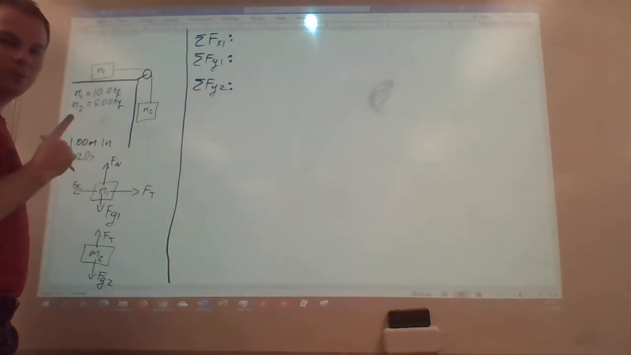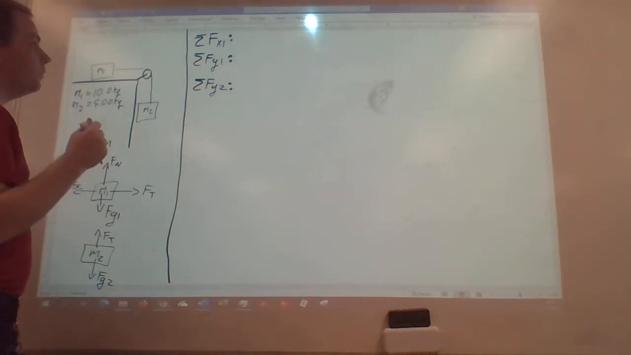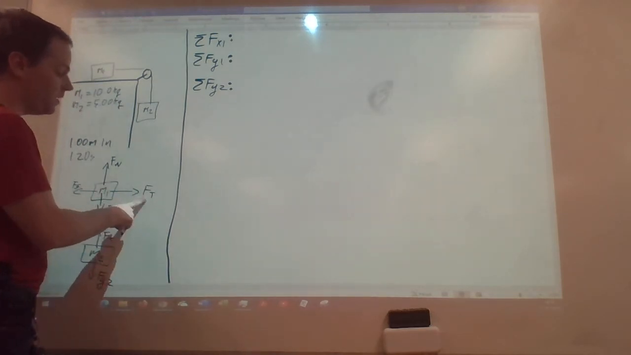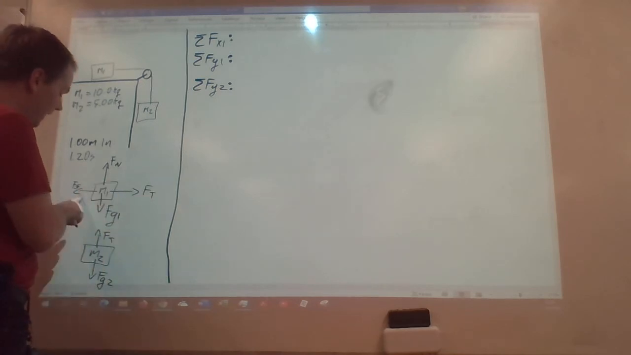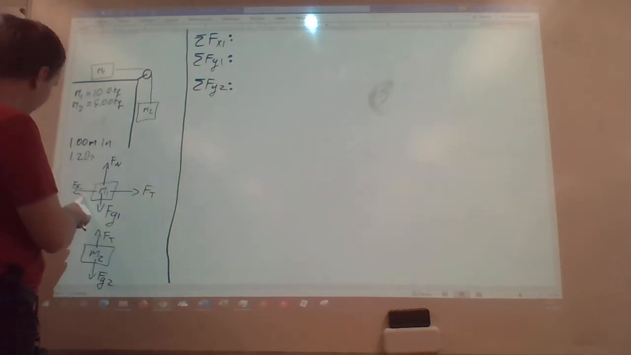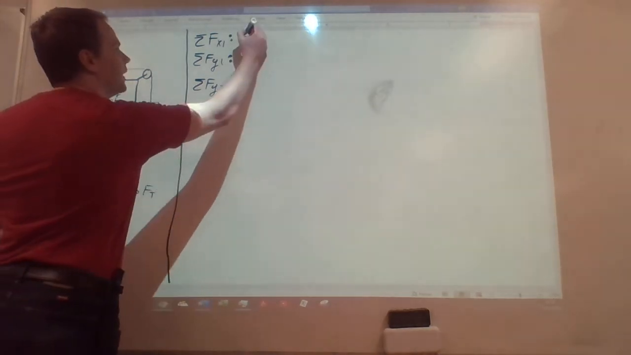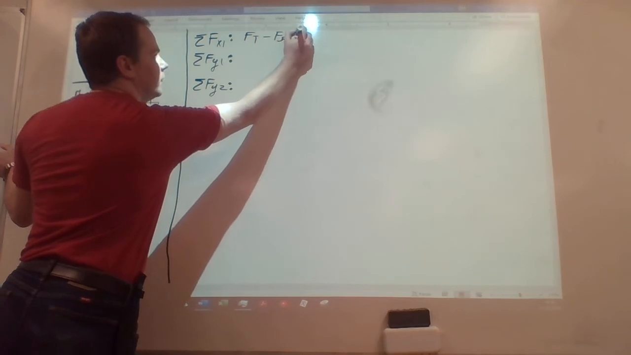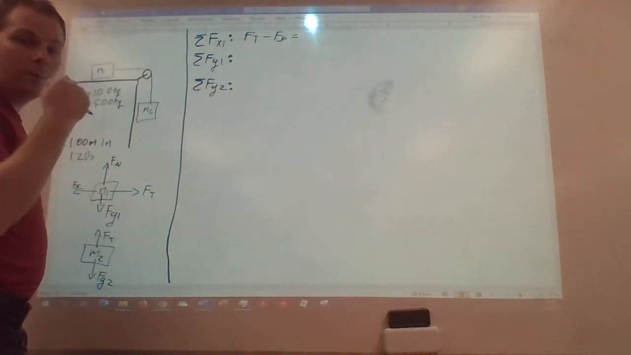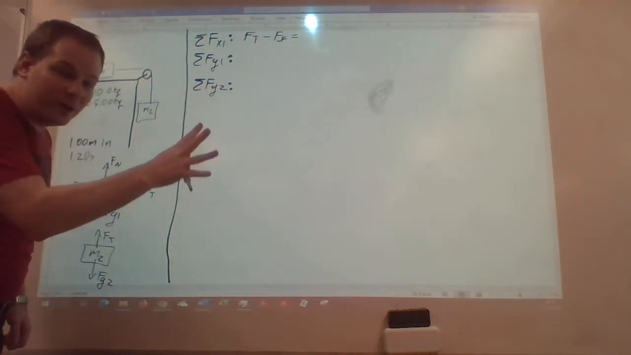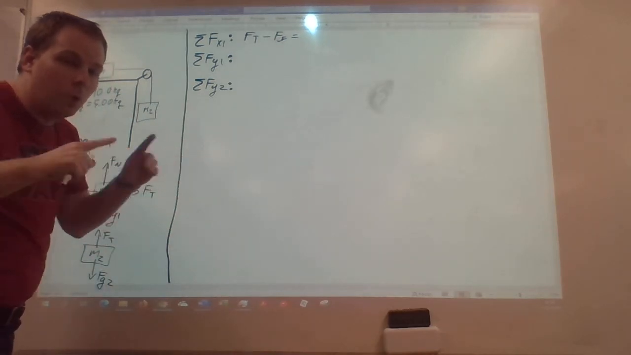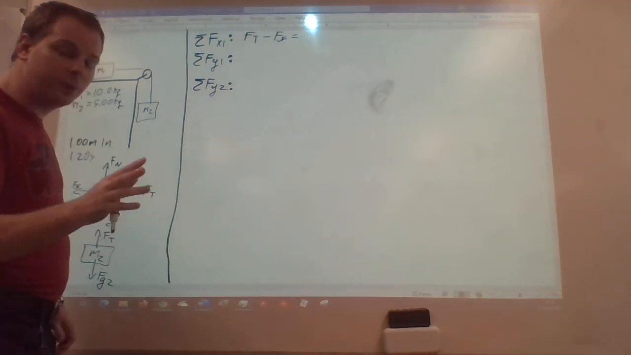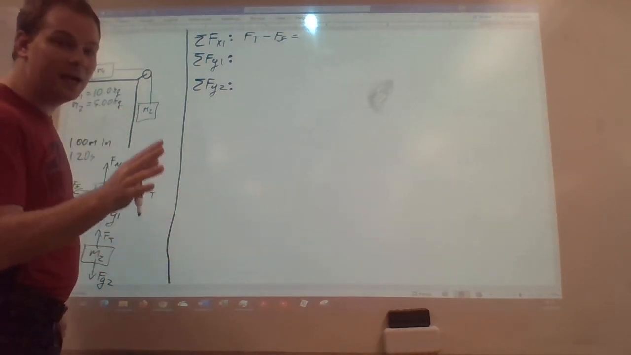Okay, so for mass 1 in x, we have Ft and Ff. Ft is in the positive x direction. Ff is in the negative x direction. So we can write this as the force of tension minus the force of friction is equal to. Now, is it equal to? It's always equal to Ma. When it's in equilibrium, true equilibrium, and it's moving at either constant speed or not moving at all, we can say that A is 0.